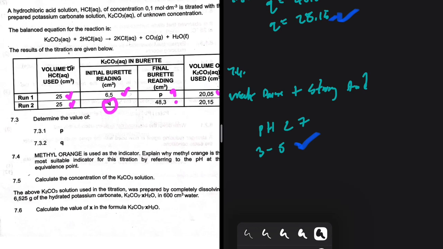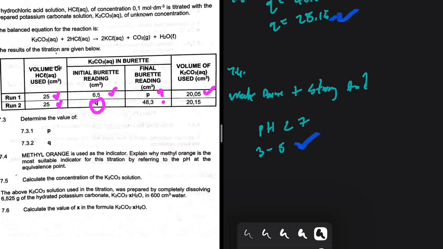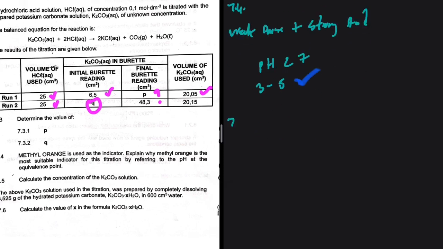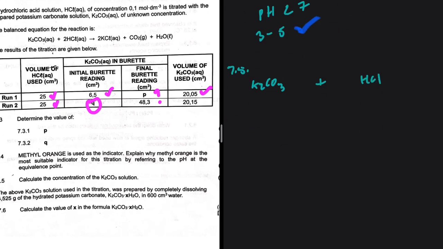Okay, and then 7.5, for 5 marks we are supposed to calculate the concentration of K2CO3. So I wonder what information we have, but let's take a look. So we have K2CO3 plus HCl. So this is what we're dealing with. We're supposed to use these two to somehow find the concentration of K2CO3.